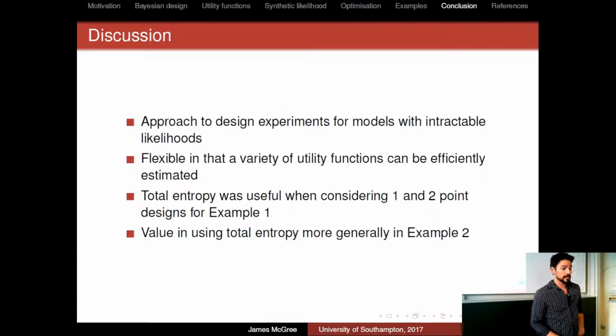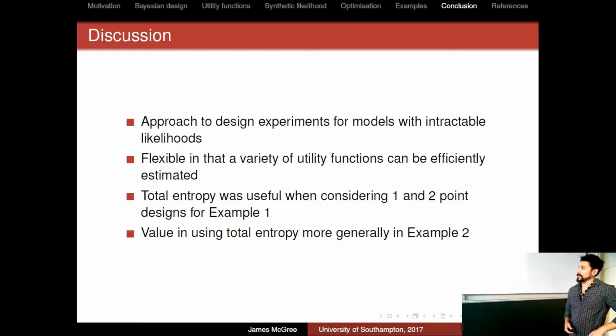Right, so to sum up, hopefully we've derived or proposed an approach to design experiments for models with intractable likelihoods. I think it's flexible enough in that we can handle a variety of utility functions. I mean, we've just demonstrated three main utility functions in Bayesian design.